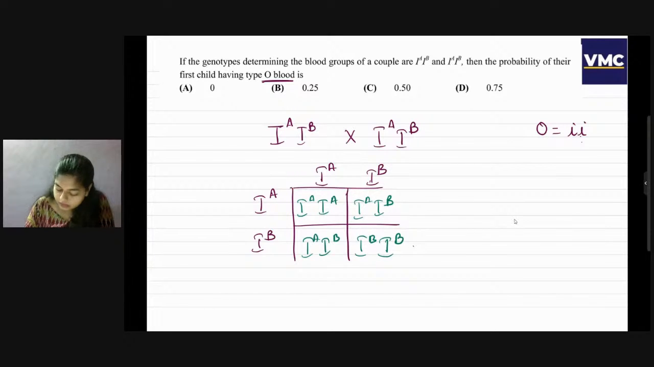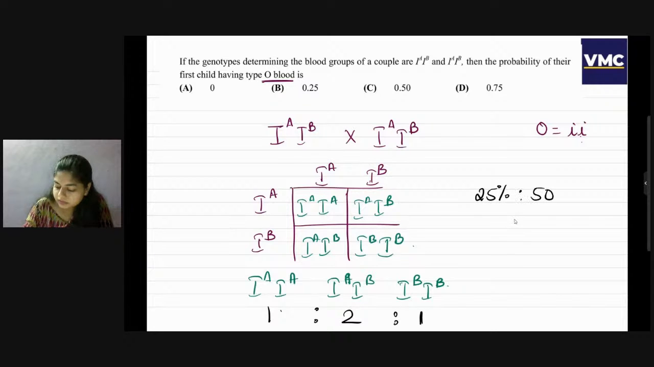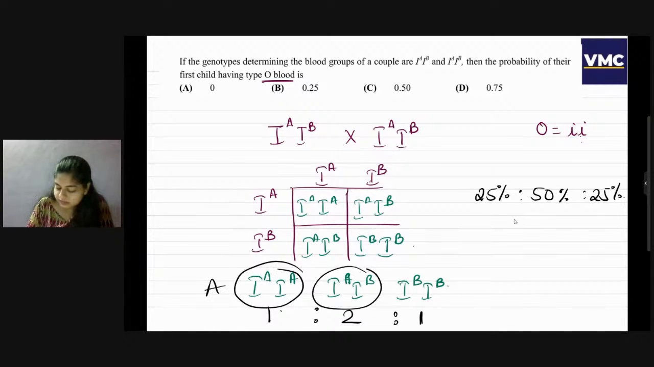तो देखो, IA IB एंड IB. इनका रेशो क्या है? 1:2:1. रेशो इज 1:2:1, और यू कैन से 25%, 50% और 25%. अब यहाँ पे कहीं पे भी O ब्लड ग्रुप नहीं फॉर्म हो रहा है, क्योंकि दिस ब्लड ग्रुप इज A, दिस इज AB and this one is B.